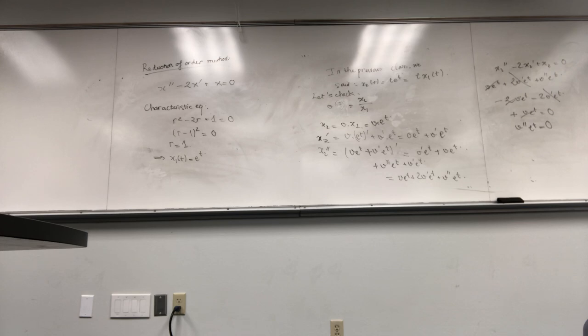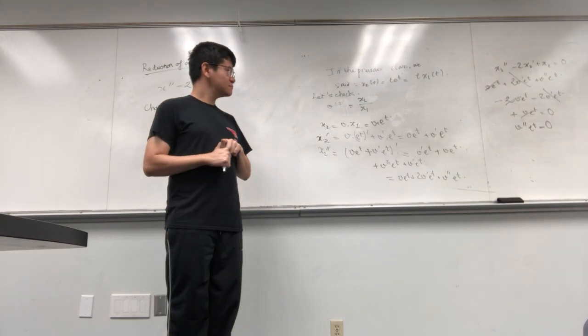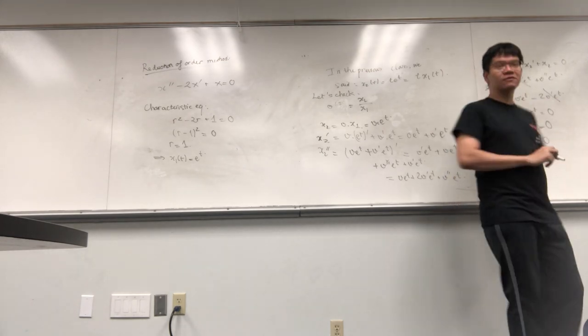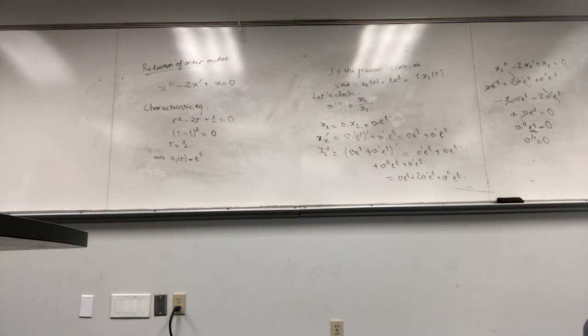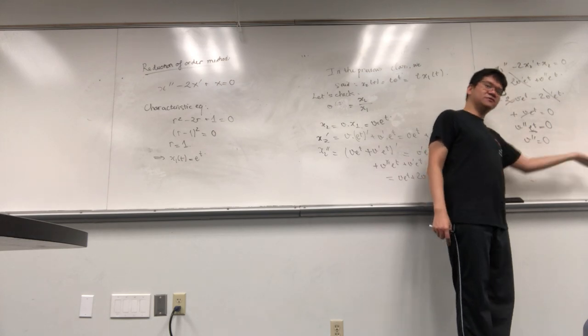So basically, v second e to the t is 0. Now, can I simplify this? Since e to the t is non-zero, you have v double prime is 0. And how can I solve this one? So basically, this can be solved explicitly. You just take the twice derivative.